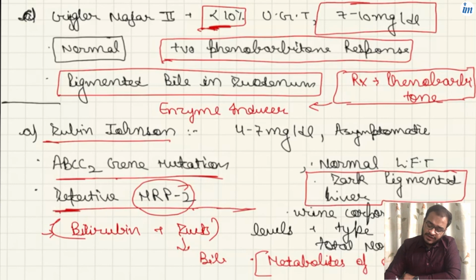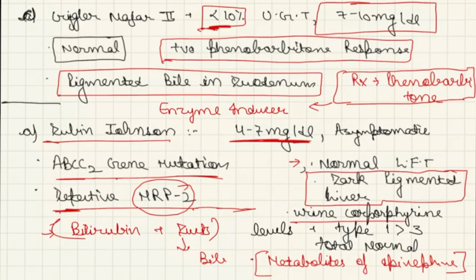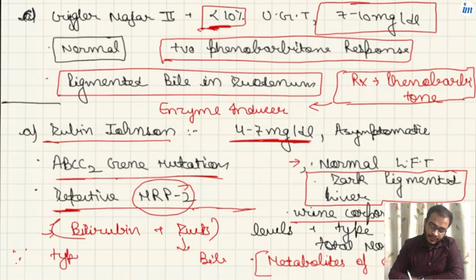Now, here also the LFT is normal, but you will get a dark pigmented liver. The bilirubin levels fall in the category of 4 to 7 milligram. The patient is totally asymptomatic. So the doctor, after the physical examination and history, looks at one thing, which is urine coproporphyrin. The level of type 1 urine coproporphyrin is more than type 3. Normally, type 3 is more than type 1. But here in Dubin-Johnson, type 1 is more than type 3.